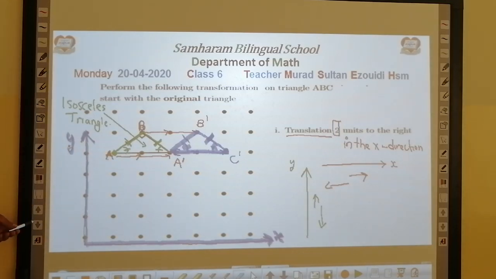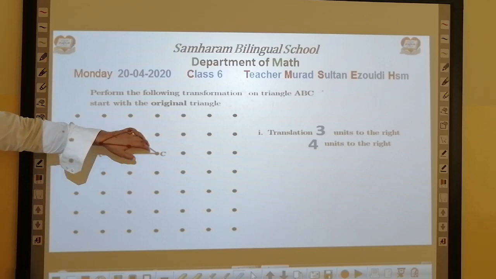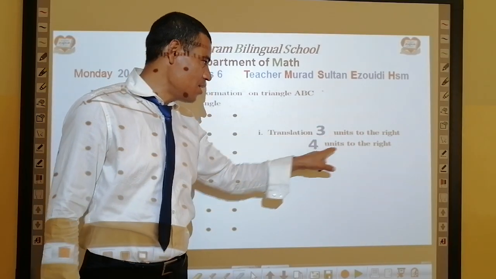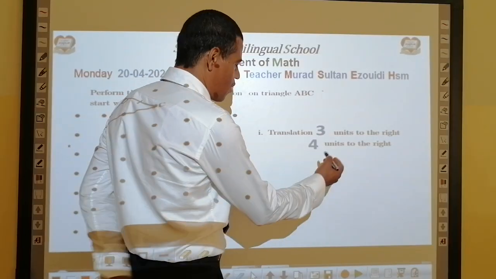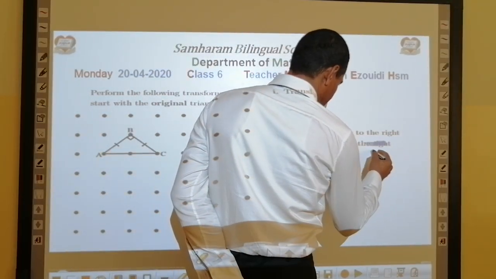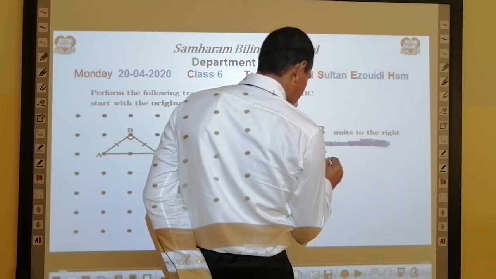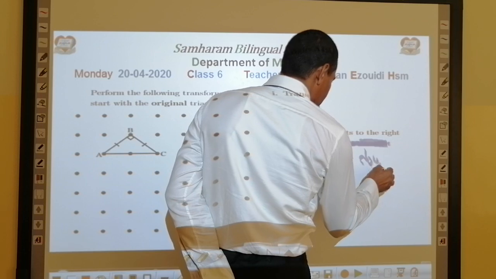So, the next example. Here also, perform the following transformation on triangle ABC. Start with the original triangle. This is my object. Now I will translate this isosceles triangle 3 units to the right and 4 units down. Okay, let's do it.